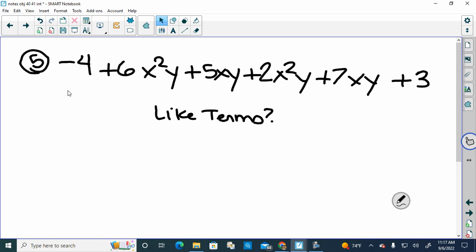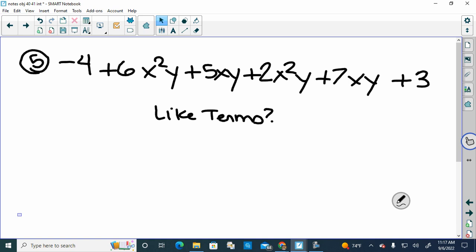Okay, so we have a negative 4 plus 6x squared y plus 5xy plus 2x squared y plus 7xy plus 3. Now we have a lot of x's and y's in there, but the exponents also make them like terms. So you don't combine all of those that are right there in the middle, because they're different. It doesn't matter if you go left or right when you're looking for your like terms, just make sure in the end they're written in the proper order.